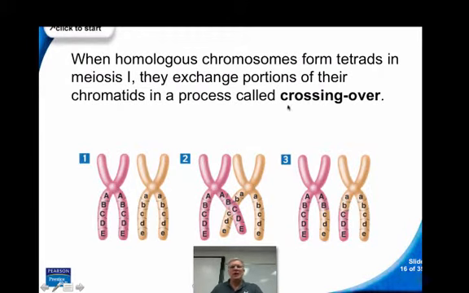Now, during this time, when the homologous chromosomes find each other, many times parts of the sister chromatids will break off and they'll switch places. And so there'll be some genes that will actually be switched over from one chromosome to another. And this is called crossing over, which is an exchange of portions of their chromatids during this prophase 1 stage.